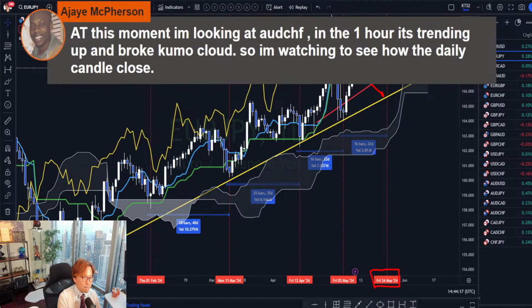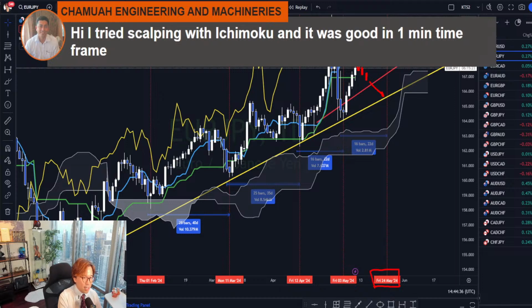Ajay says, "At this moment, I'm looking at AUD Swiss franc in the 1 hour. It's trending up and broke Kumo cloud. So I'm watching to see how the daily candle closes." Right. Always keep in mind the higher time frame situation, which is the daily time frame. Right. I tried scalping with Ichimoku and it was good in 1 minute time frame. Sure. Yeah, if it works, you can keep using that.